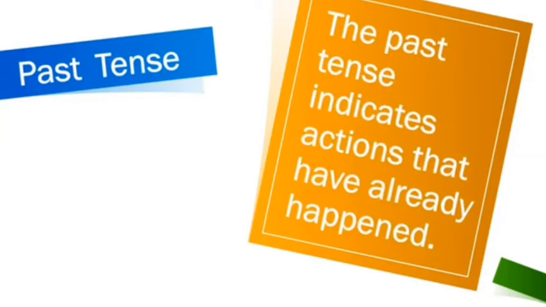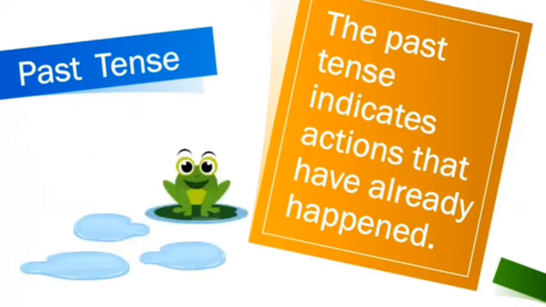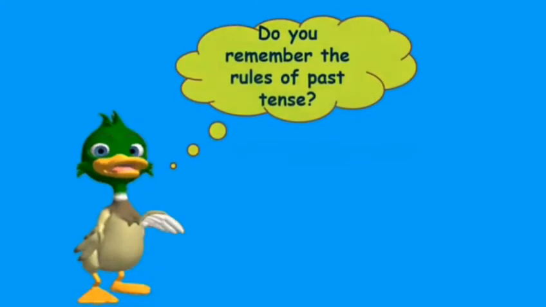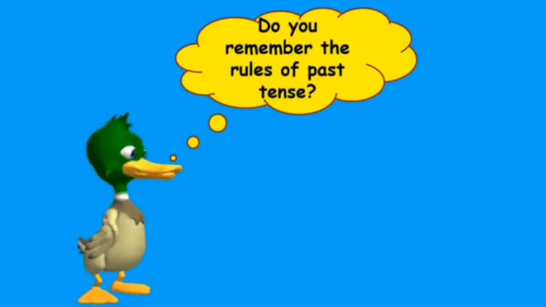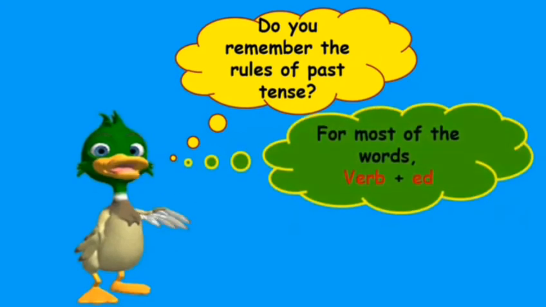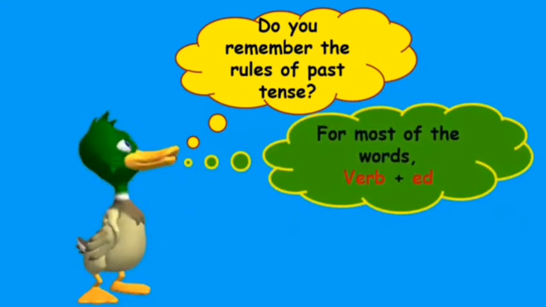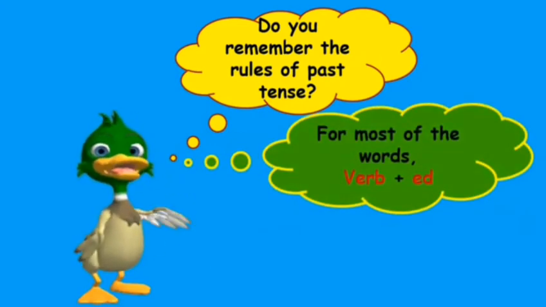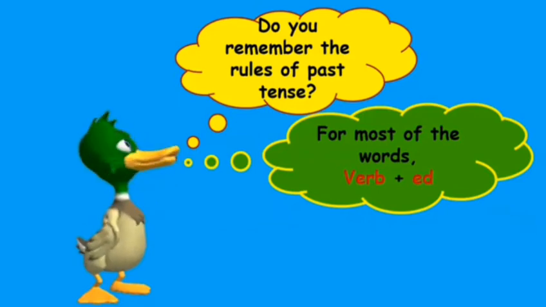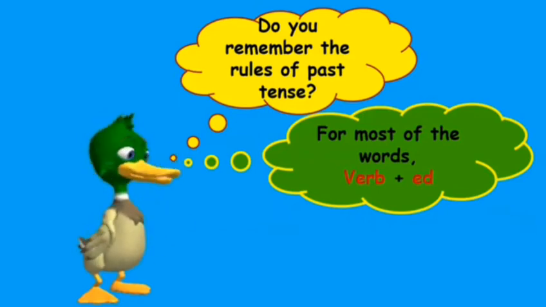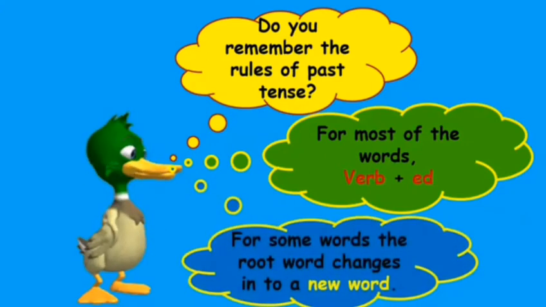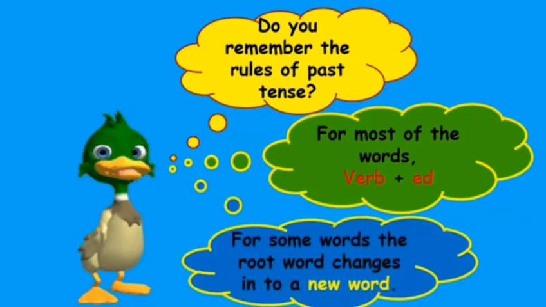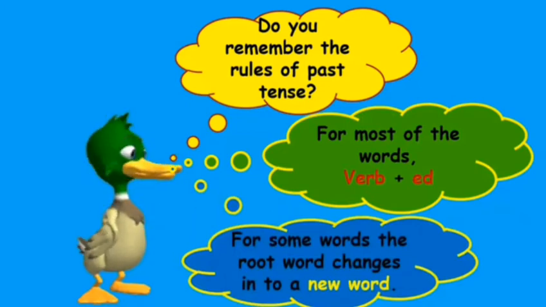Past tense. The past tense indicates actions that have already happened. Children, you have to remember the rules of past tense. For most of the words, verb plus ed. For most of the words, we add ed at the end of the verb. For some words, the root word changes into a new word.